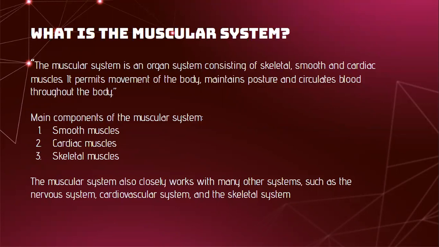And the main components of the muscular system are basically just types of muscle. We discussed this in our second class of histology. The muscular system is made up of smooth muscles, cardiac muscles, and skeletal muscles. It also closely works with many other systems, such as the nervous system, cardiovascular system, and the skeletal system. So everything is pretty intertwined in the body, but especially the muscular system is very close with a lot of other systems to make your body function like it does.